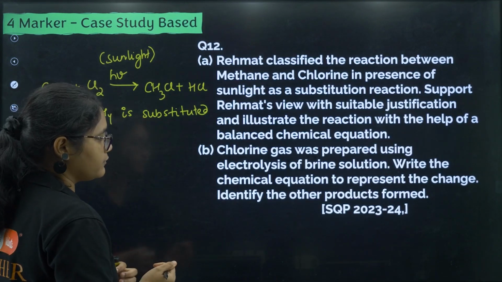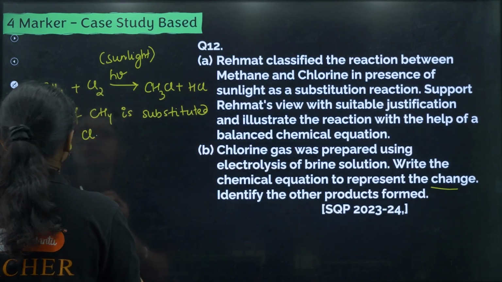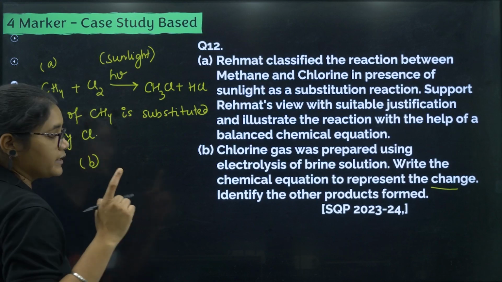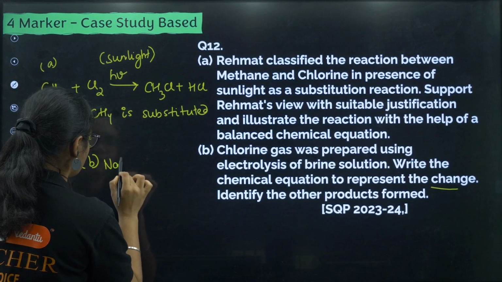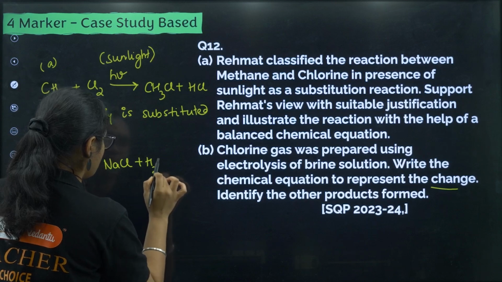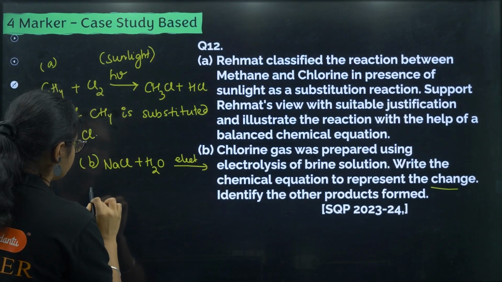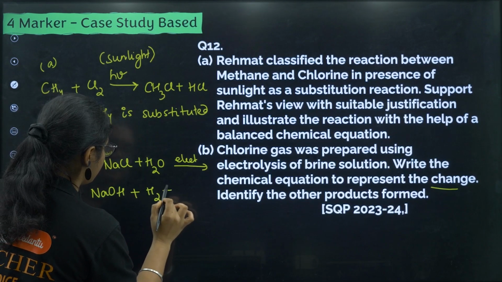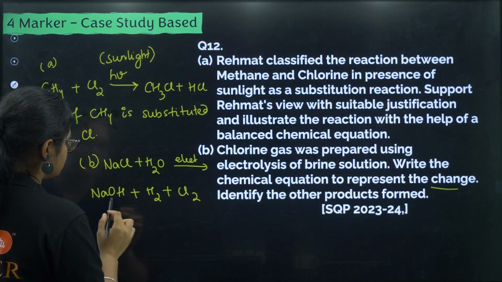Now, chlorine gas was prepared using the electrolysis of brine solution. Write the chemical equation to represent the change. This chemical reaction we have studied already in the metals and non-metals chapter, right? So if you have NaCl plus water, and if you provide electricity, you will get NaOH plus H2 gas and Cl2 gas. Next, you need to check whether it is balanced or not.